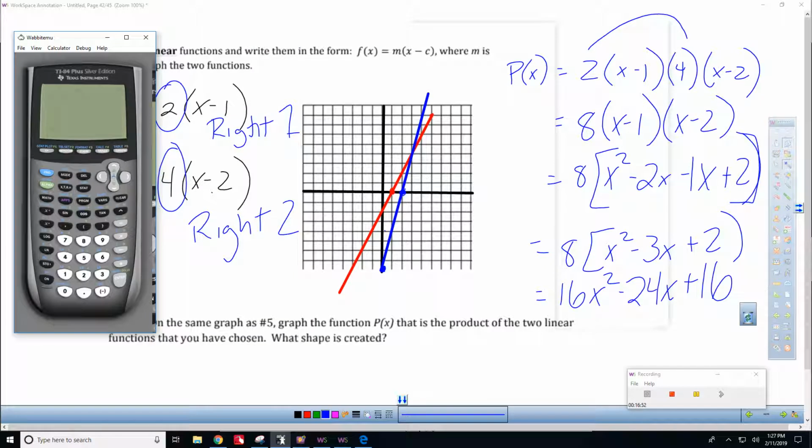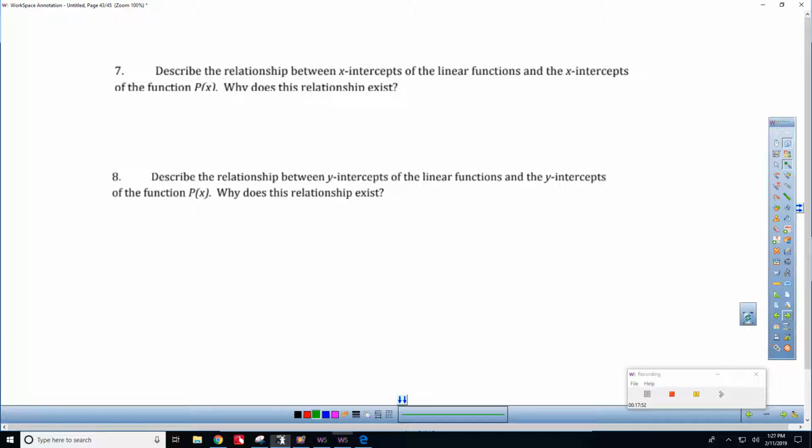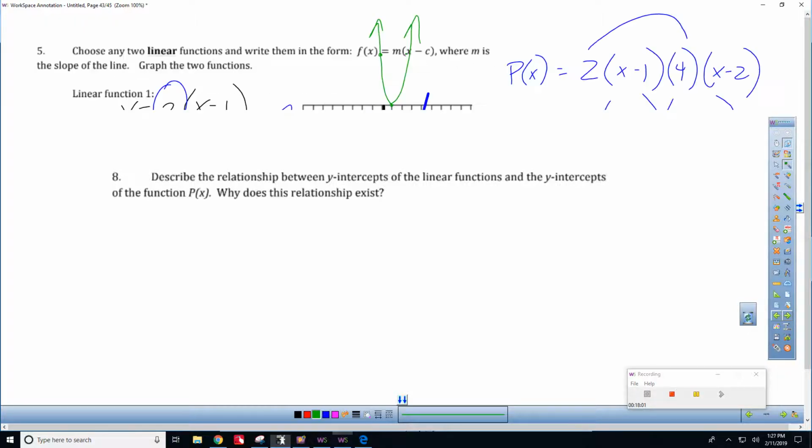But let me look at the table. 1, 8, we'll be able to put this on there. 1, 8, and then the second one was 0, 16, right? So it looks like this. The parabola. Okay? What shape is created? A parabola. Yeah. Describe the relationship between the x-intercepts of the linear functions and the x-intercepts of p of x. Why does this relationship exist?